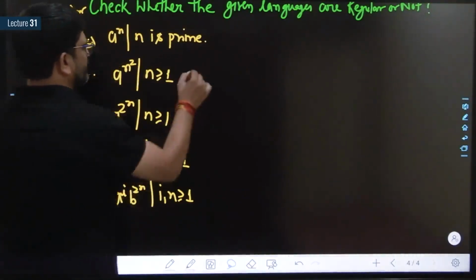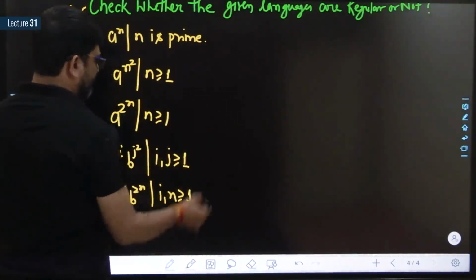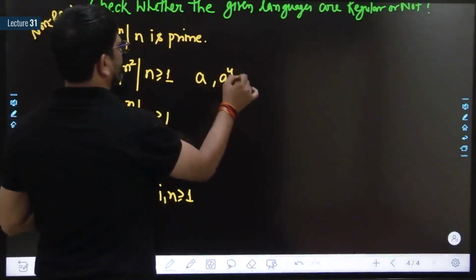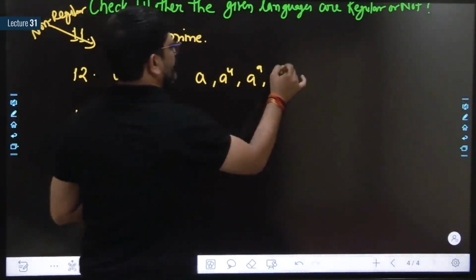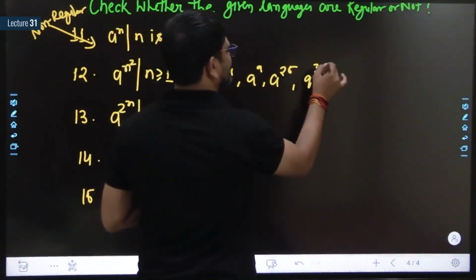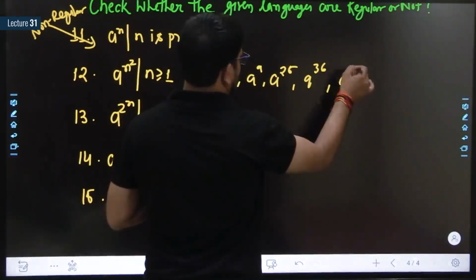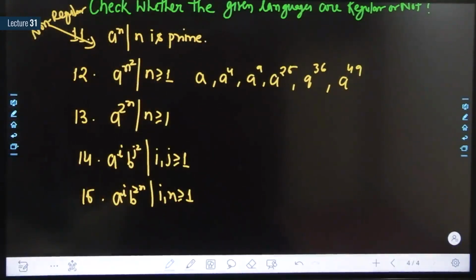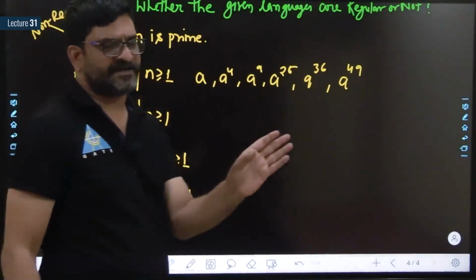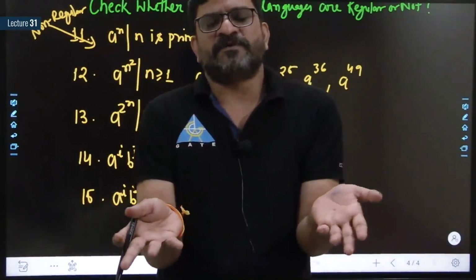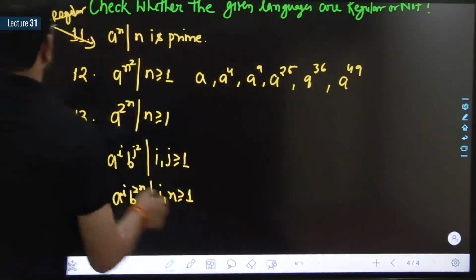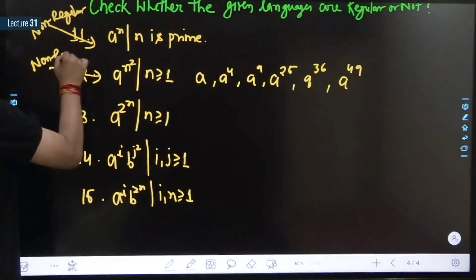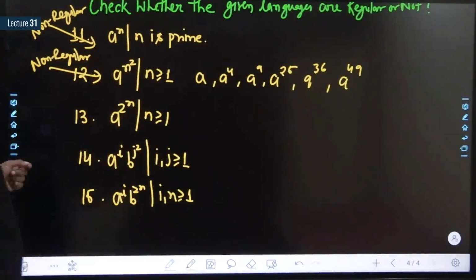a^(n^2). Suppose n is 1, then we get a. If n is 2, then aaaa; then 9, 25, 36, 49. There is no common pattern between the a's. If there is no pattern between the a's, we cannot make the loop. That's why this is also non-regular. Clear? Now check the next one.